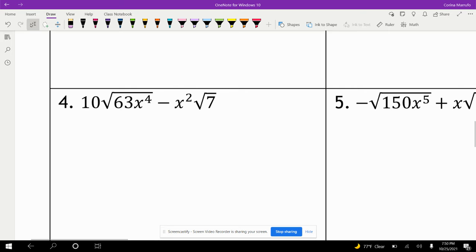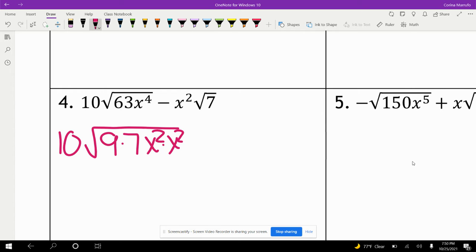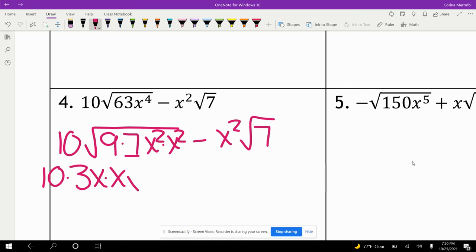This next one, so this time we do have 63 and then we do have x's as well. Here I have 10. We know that 63 is the same thing as 9 times 7. x to the fourth is the same thing as x squared times x squared, minus x squared and the square root of 7. That we can't simplify, we're going to have to leave it. Now the square root of 9 gives us 3. The 7 is going to stay trapped in here, and then we have 2 x's that we take the square root of, and so all we're left with is 7 in there.